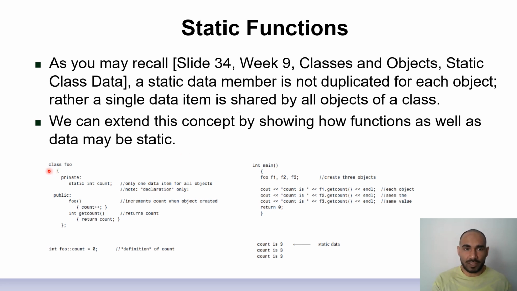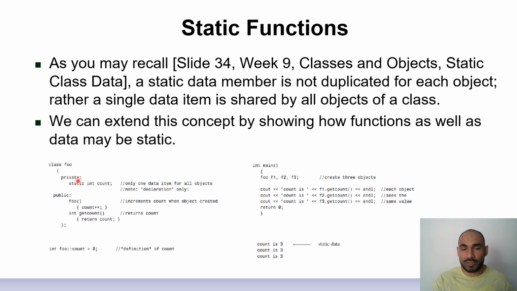So for example, if we have a class called foo and it has a member called count which is of type static, and we create three objects of foo, f1, f2 and f3, and we try to print the value of this count for these three objects, we'll get the same value. The reason is that we only have one copy of the static data member. Well, you may argue that we have three different objects, so they should have three different copies of this count data member, but that's not the case.